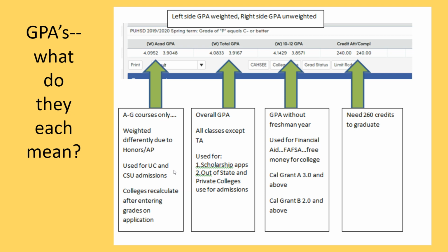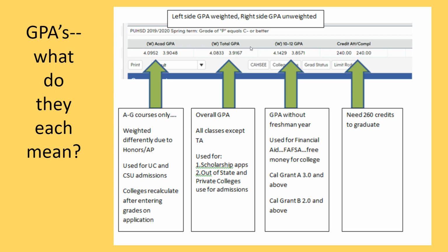These are the GPAs used for UC and CSU admissions. Please note that the colleges do recalculate these GPAs when you put them in your applications for UCs and CSUs, because they give you honors weighting for your dual enrollment courses. You can see the 2 GPAs up above are slightly different. For some people who've taken a lot of AP and honors, you might have a bigger difference between the 2.